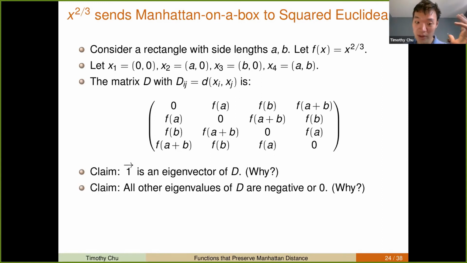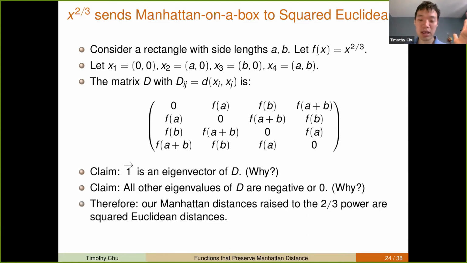Now I'm going to claim that all the other eigenvalues of D are negative or 0. And that's going to be the core point of this proof. Why would that be true? But if I have that criterion, then I know D is negative type. And therefore, I know that these distances raised to the 2/3 power are squared Euclidean distances. Now, this doesn't prove that they're squared Euclidean distances on a box, like I promised. But bear with me for now. This is the first step of our proof, just showing they're squared Euclidean distances at all. Is the overall proof structure clear here?